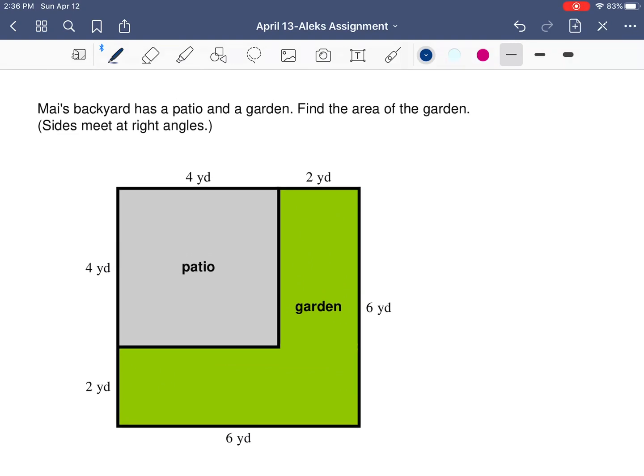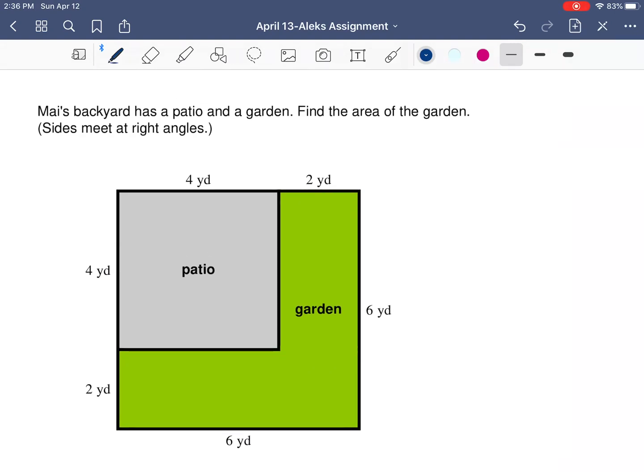Number 2 is this shape up here, and it says, Mai's her name. Mai's backyard has a patio and a garden. Find the area of the garden. So, sides meet at right angles. So it's wanting us to find the area of the garden. But in order to do that, we need to figure out basically what both of the areas are and then subtract the patio out of it.